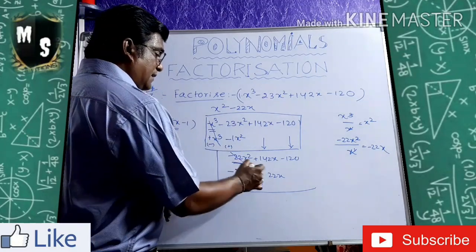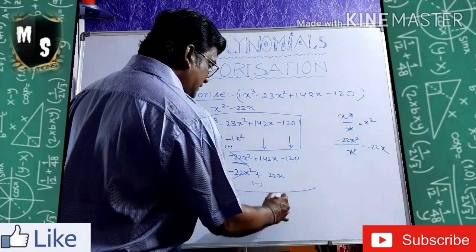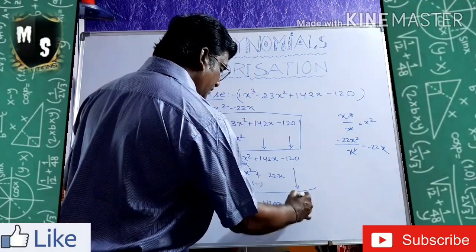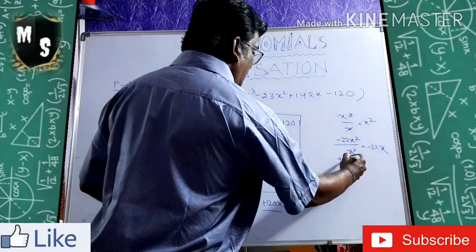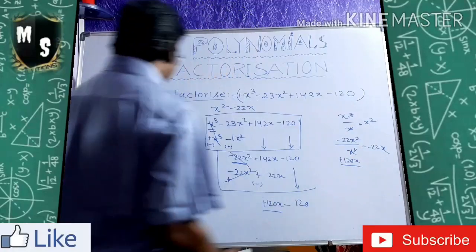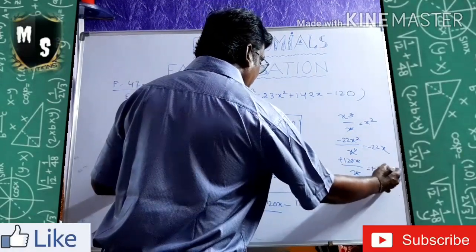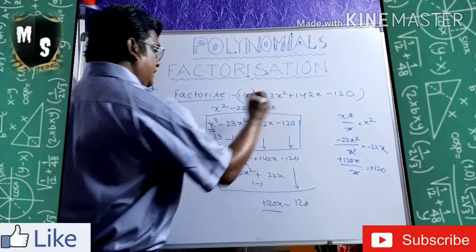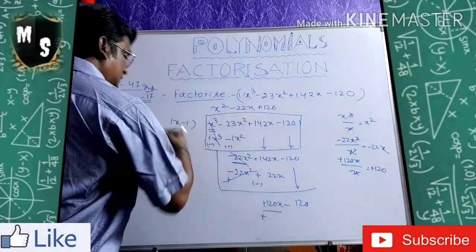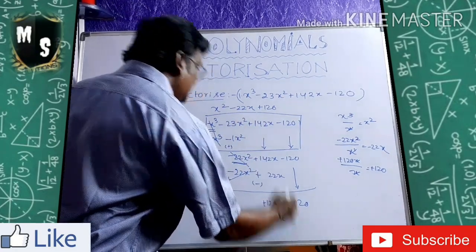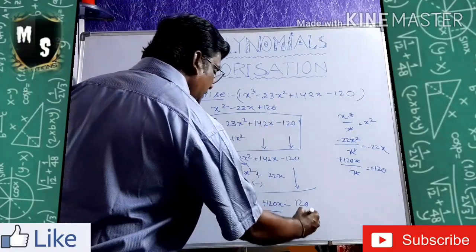Now you cancel it. Now it is minus 142 minus 22, it is plus 120x minus 120, come down 120. Then what is the first term? My plus 120x, plus 120x divided by x. Now it is x, x cancelled. It is plus 120. Now put here plus 120. Plus into plus, it is plus 120 into x, it is 120x. Plus into minus, it is minus 120, 120.